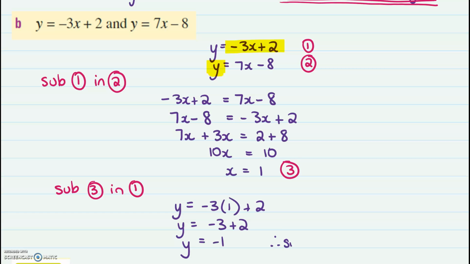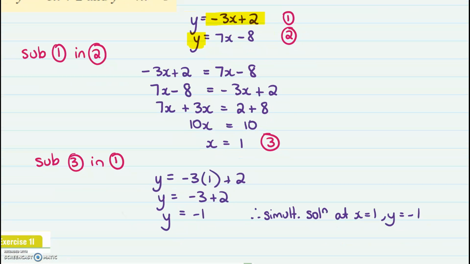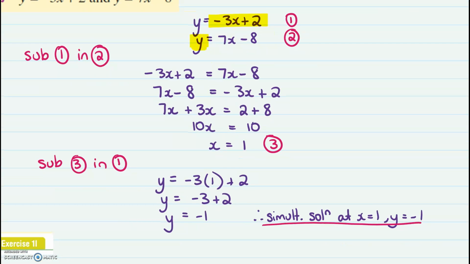So therefore our simultaneous solution is that x equals 1 and y equals negative 1. And as I said, you can write that as an ordered pair if you want to. So I can either write it that way, or my solution is at 1, negative 1. Make sure you put the x first, and then the y.